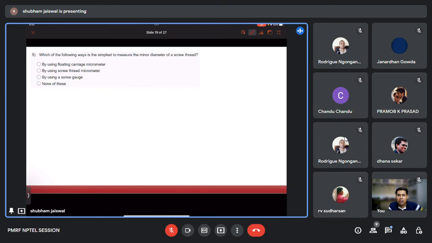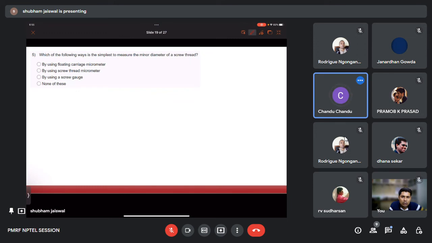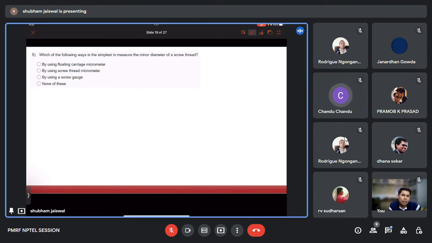Moving to next question. Which of the following ways is the simplest to measure the minor diameter of the screw thread? By using floating carriage micrometer, by using screw thread micrometer, or by using a screw gauge, or none of these? Anyone? Mr. Chandu, Mr. Pramod, Mr. Janardhan, Mr. Sudarshan, Mr. Sekhar? Sir, by using a floating carriage micrometer. Okay. Can we measure it using a screw gauge?